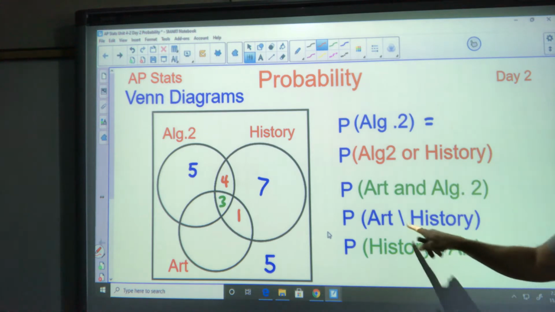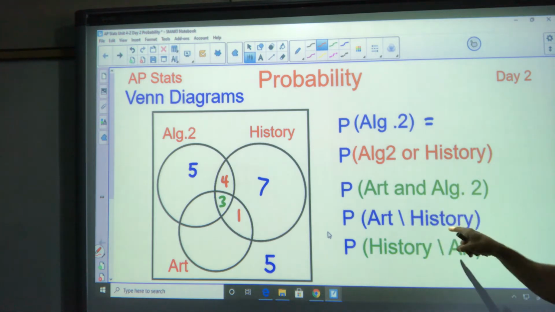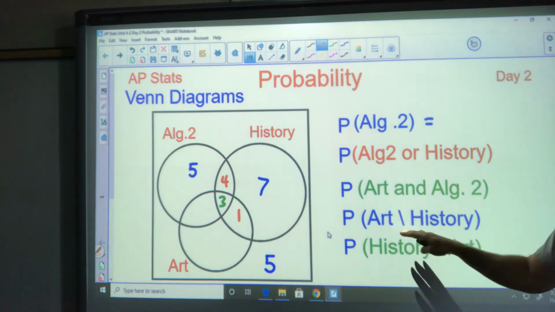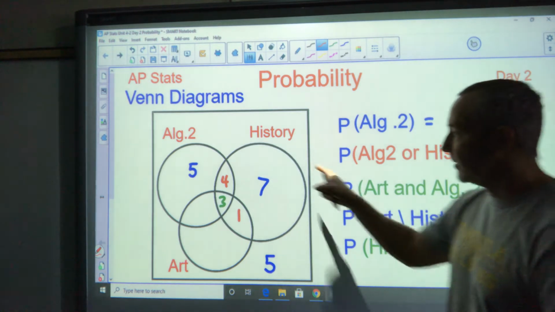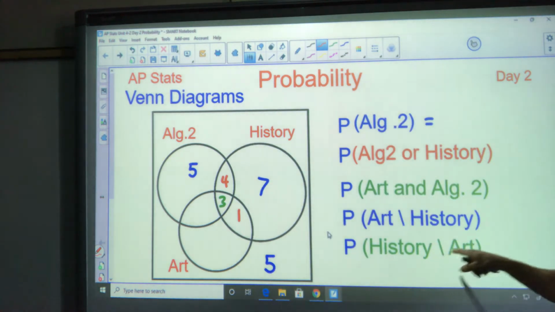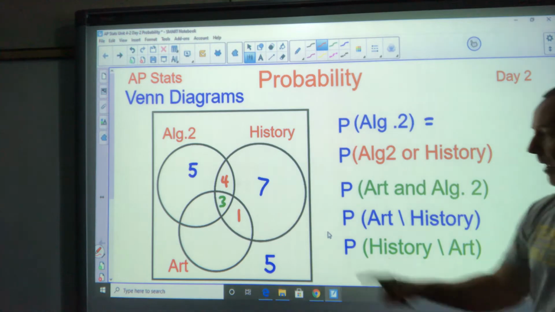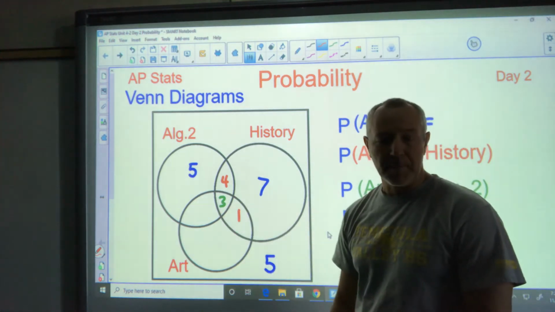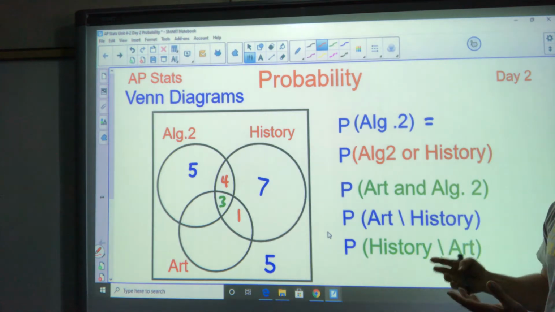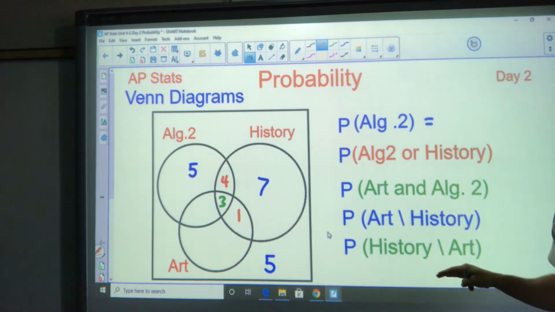different. When it's given, this will be out of history. Knowing that they're in history already, this is like the probability of Art given they're in history. That means I already know they're in history, I already know they're one of those people, so it's out of history. And this one's out of a total of Art. Art only has 4 people in it, so it's out of those 4 people. So the total is always out of the entirety, except when I give you a given situation.